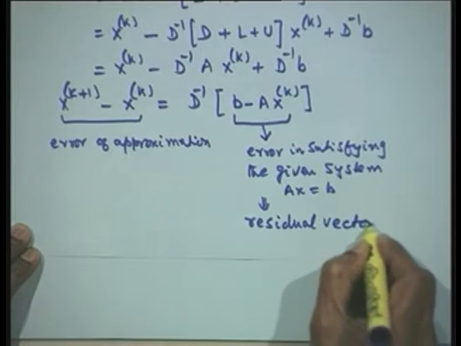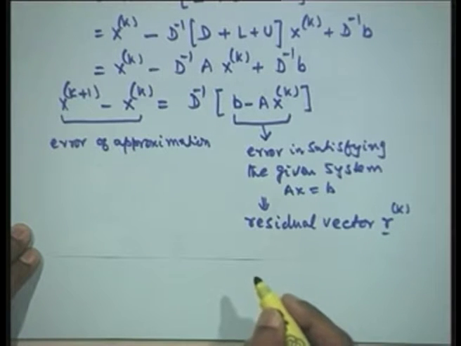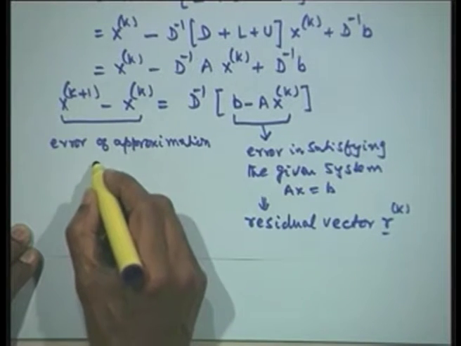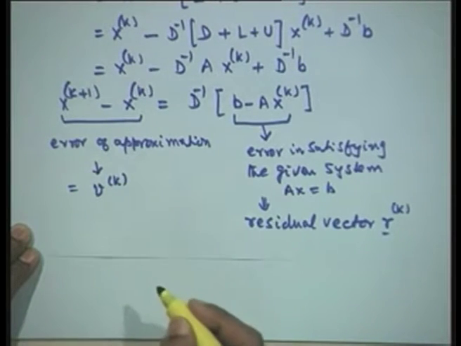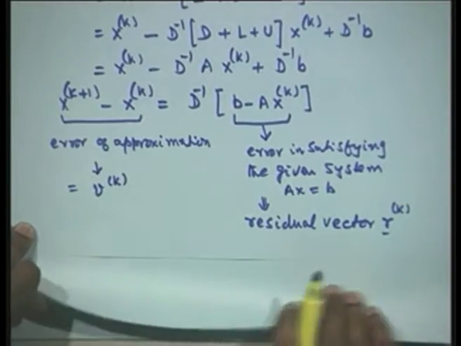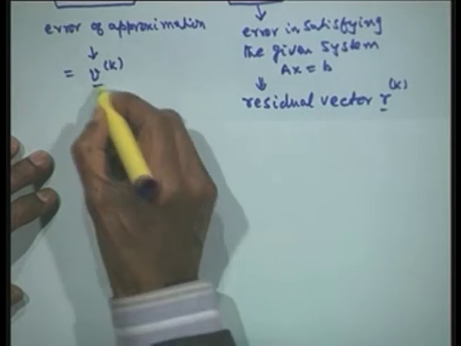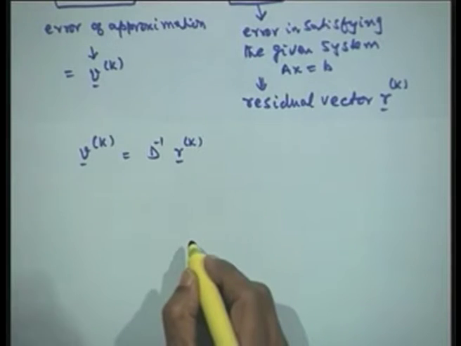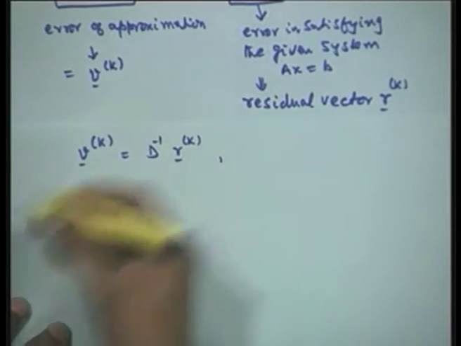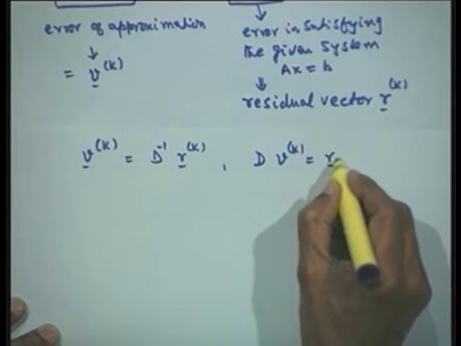We shall give it the notation vector r k, and this is the error of approximation, which we shall denote by v k. Therefore, I can write this system, where v k is also a vector, as v k is equal to d inverse of r k. Or if I want to write d on the left hand side, I could as well write d of v k is equal to r k.